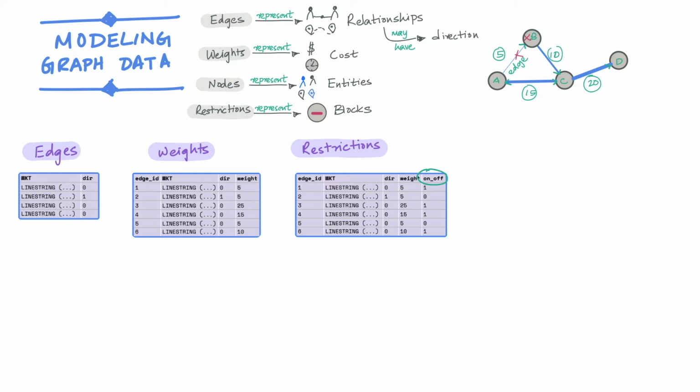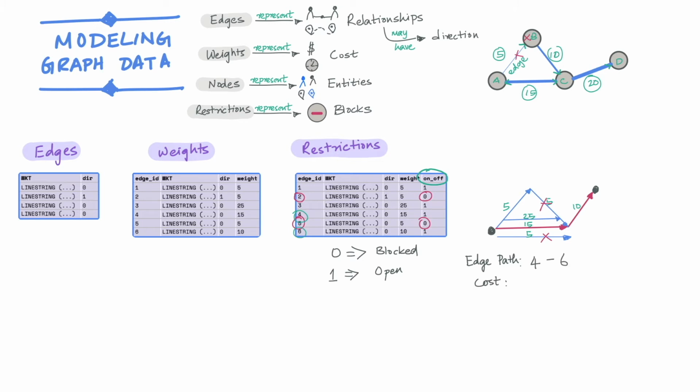Here we have an on-off switch that indicates the edges that are blocked for traversal. The switch can take 2 values, 0 for blocked and 1 for open. So for this table, the edges 2 and 5 are blocked. So this means that if we wanted to solve this graph to find the best way to get from the leftmost point to the rightmost point, we would not be able to include the edges 2 and 5, which happen to be the first and second best paths. Instead, we will have to pick the third best path that goes via the edge 4, followed by 6, with a combined cost of 25.